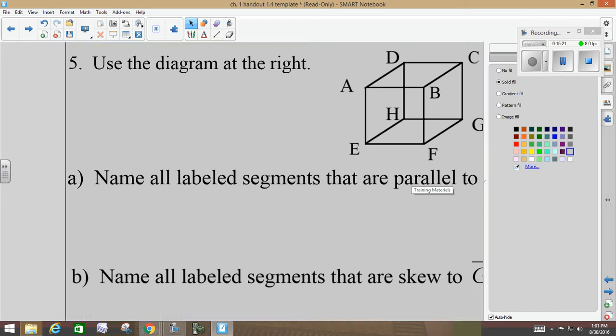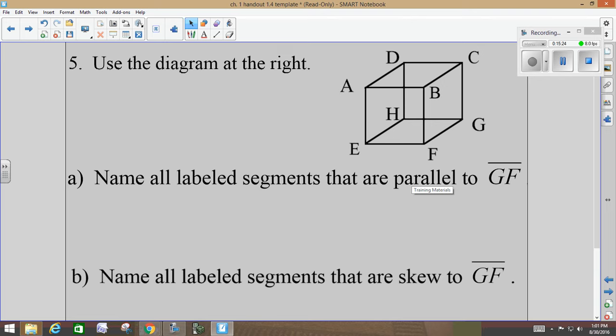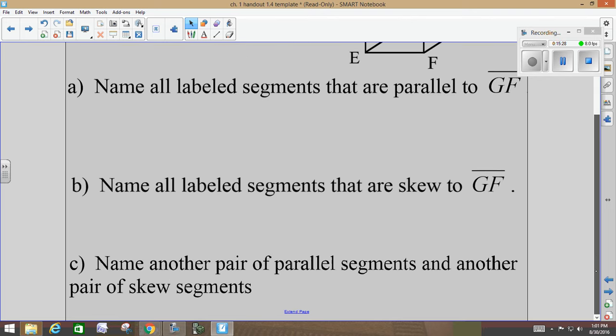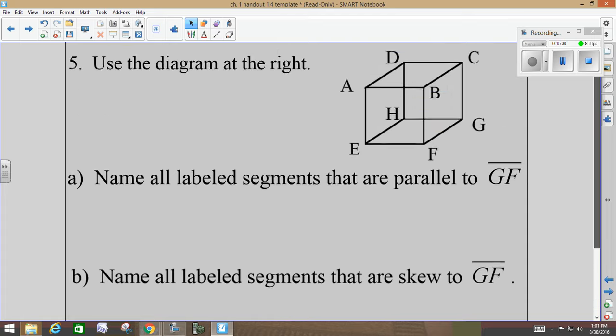Number 5. Using the diagram, you have to find parallel segments, skew segments, and a pair of each on your own. Go ahead and do 5.